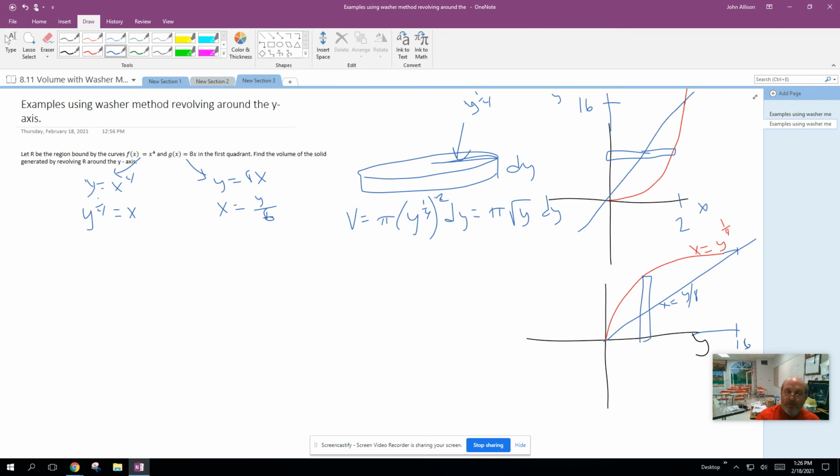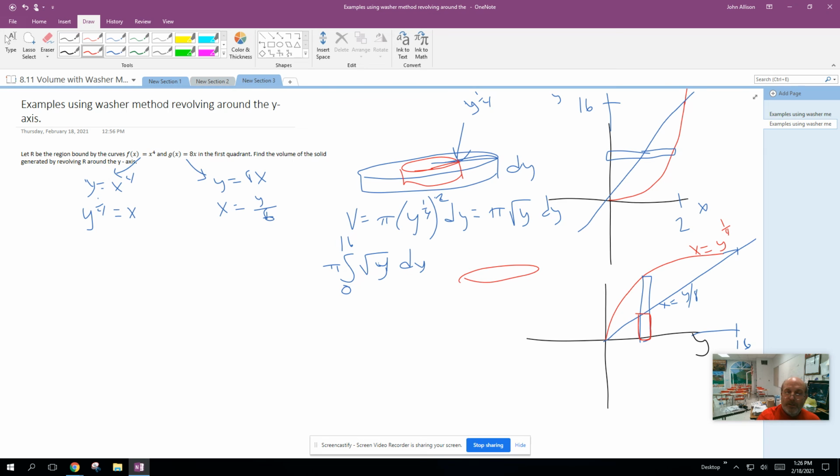To get all of that integrated, if we revolve the top curve around and get the solid, we would have the integral from y equals 0 to 16, pi on the outside because it's a constant multiple, and this would be the square root of y times dy. Then we're going to subtract out the lower curve, the lower part of the solid, which is going to be that inside disk.